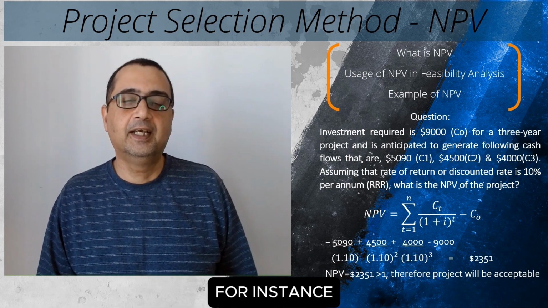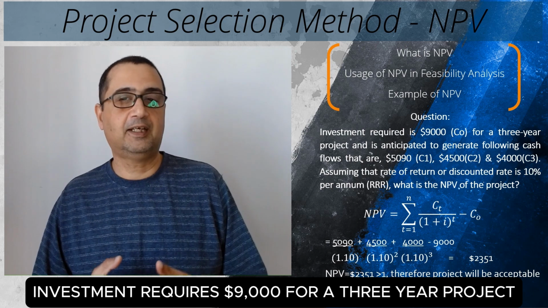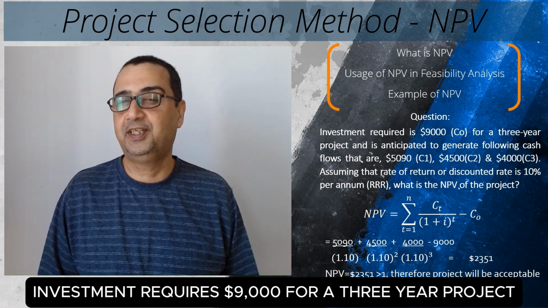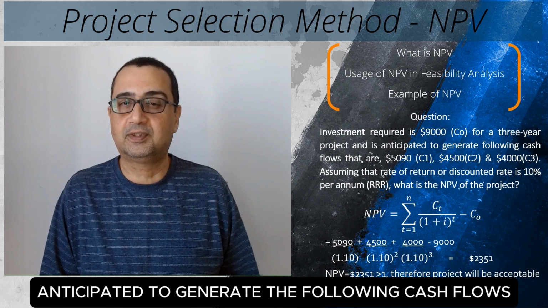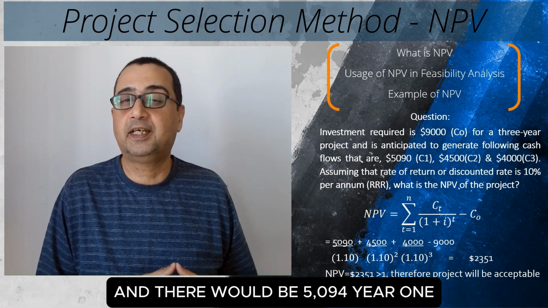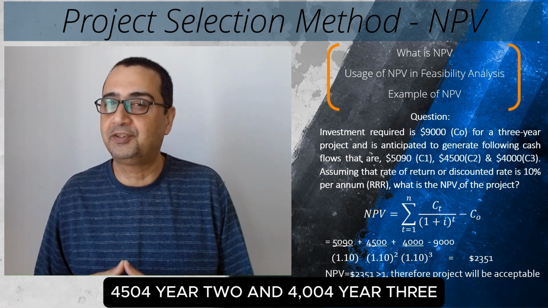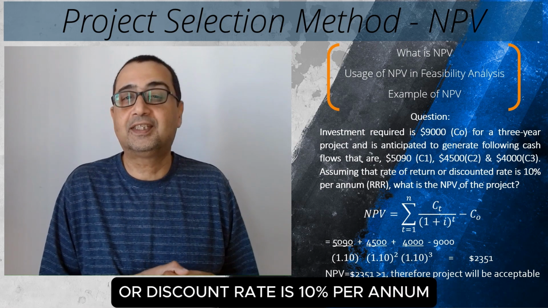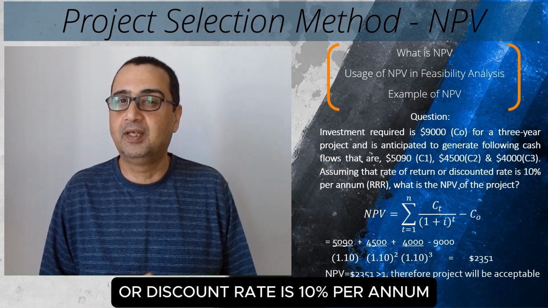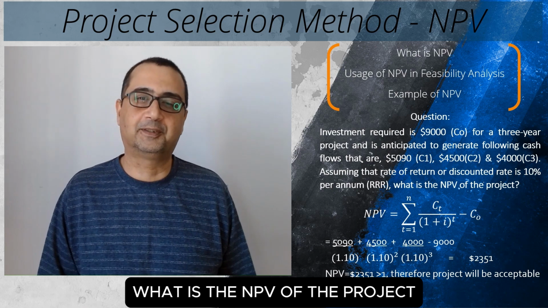For instance, investment required is $9,000 for a 3-year project, and it's anticipated to generate the following cash flows: $5,090 for year 1, $4,500 for year 2, and $4,000 for year 3. Assuming that the rate of return or discount rate is 10% per annum, what is the NPV of the project?